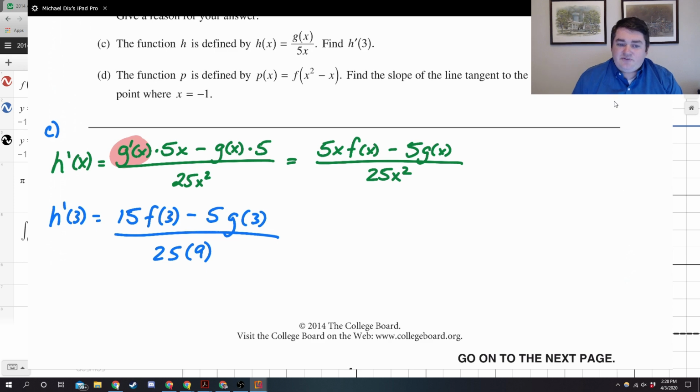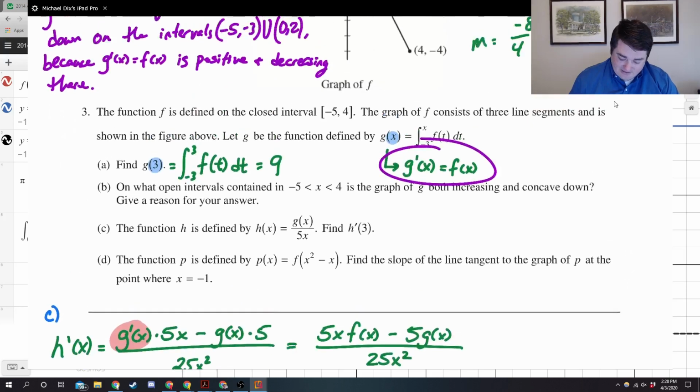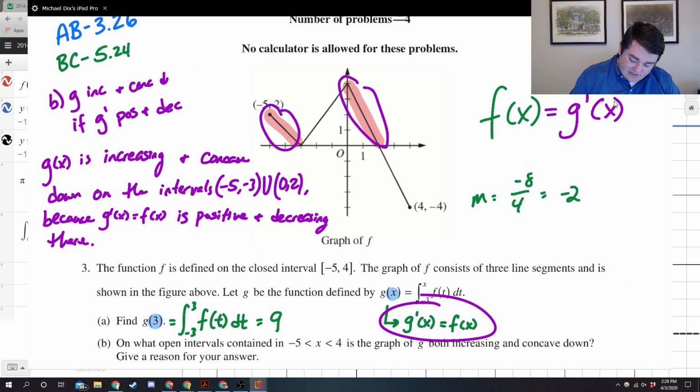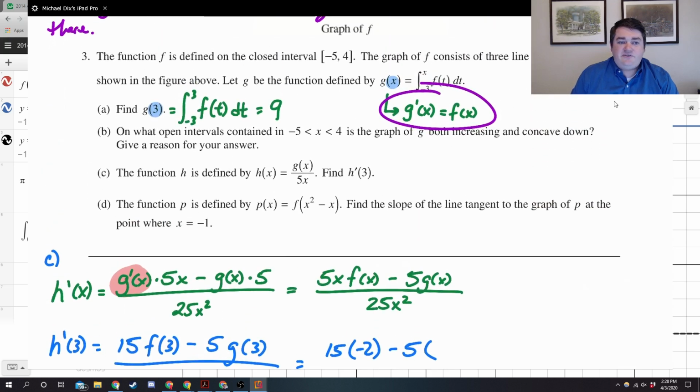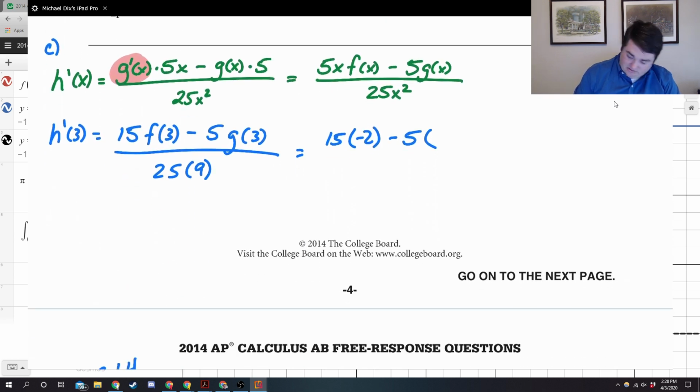So I need to know f of 3, I need to know g of 3. How am I going to find f of 3? I'm going to go back to the graph. Go to the graph, find 3, here it is. Hey, we found this value earlier. We already know that this point is 3 comma negative 2. So f of 3 is negative 2. And for g of 3, how do I know g of 3? Well, I found it in part A. So that's nice. Some of the work I already did is coming back to help me. So g of 3 is 9 from part A.